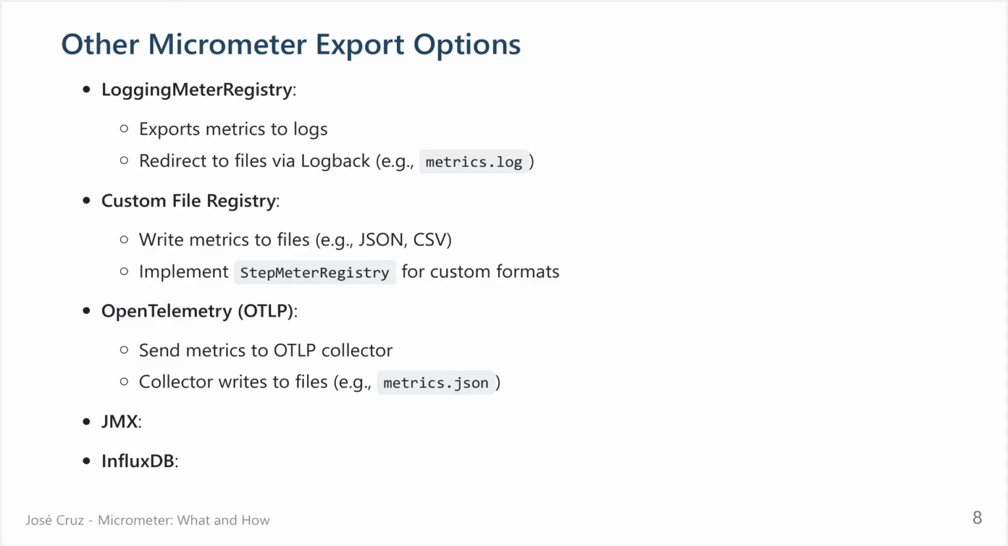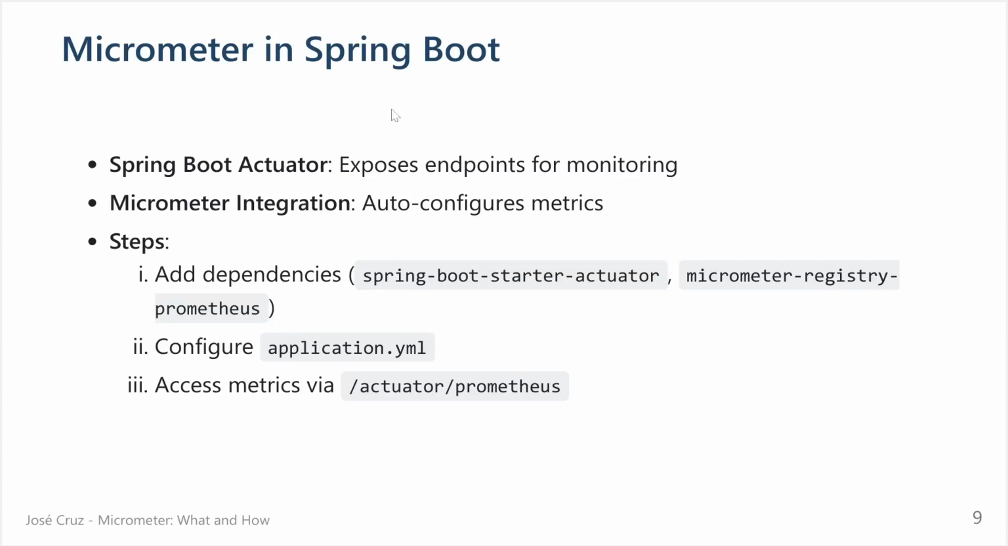You have also a custom file registry. You can write metrics, for instance, to files, and OpenTelemetry. You can also integrate with OpenTelemetry. OpenTelemetry already contains metrics, but if you have an application that already uses Micrometer, you can integrate with OpenTelemetry if you want. Okay, and there are others like InfluxDB, JMX, and things like that. So Micrometer in Spring Boot, that's the one I'm targeting here.